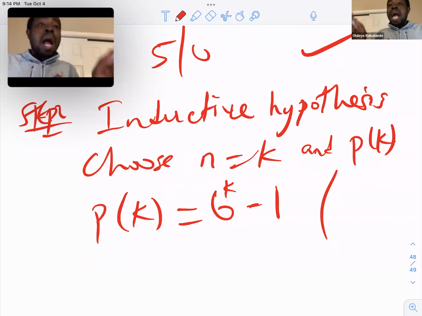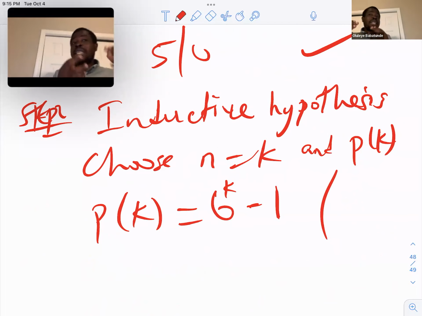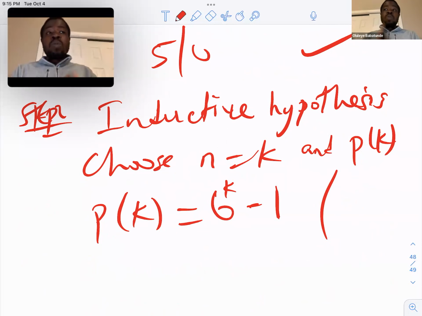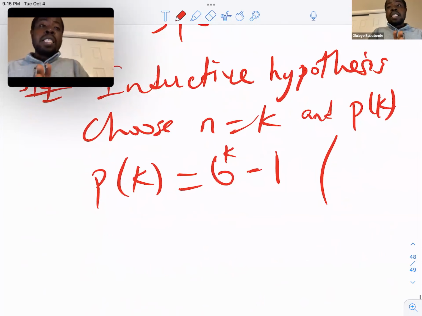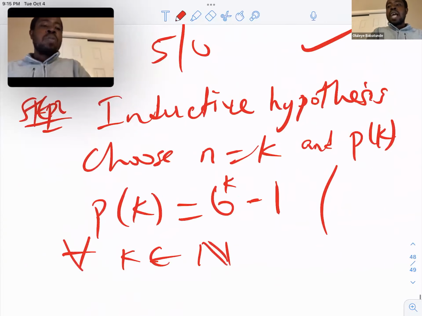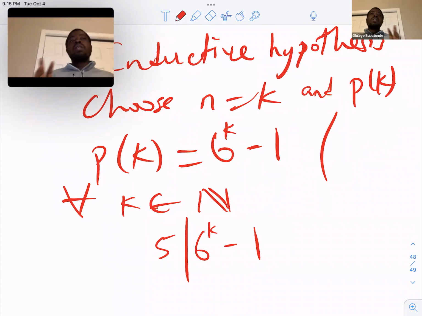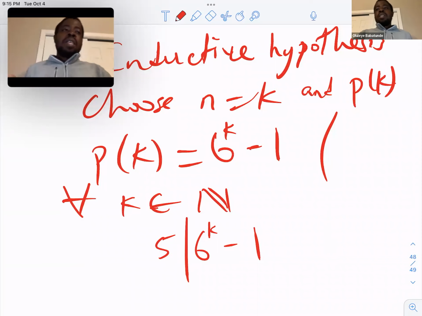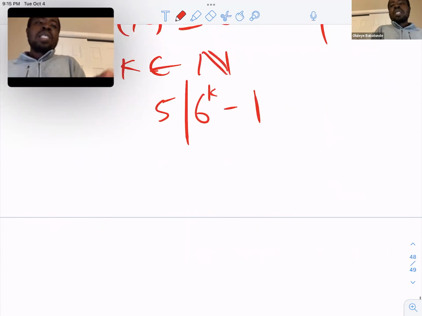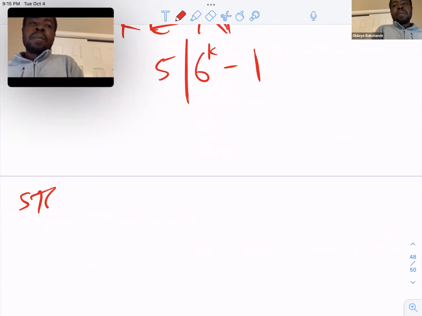So now this is very, very important. It's a hypothesis. You have to assume that for every natural number k, 5 divides 6 raised to power k minus 1. That is not negotiable. Some people call it cheating, but that is step number 2. Then step number 3.